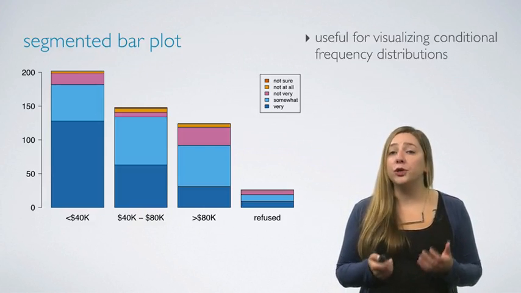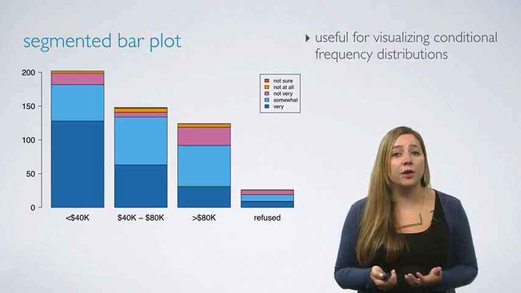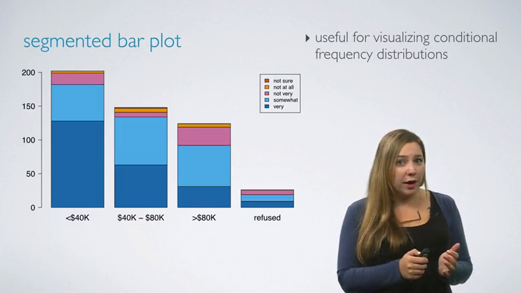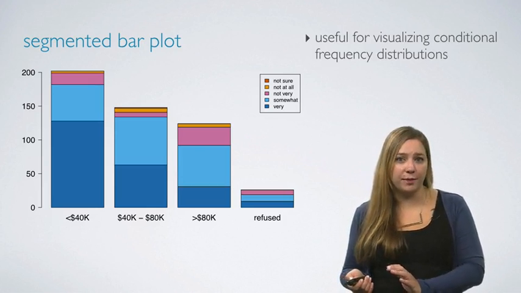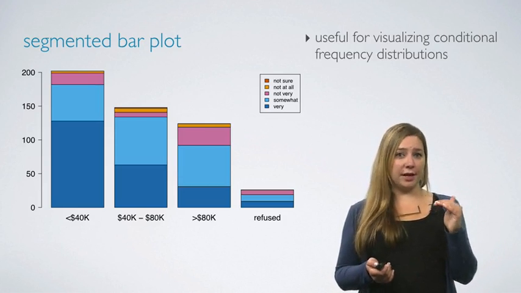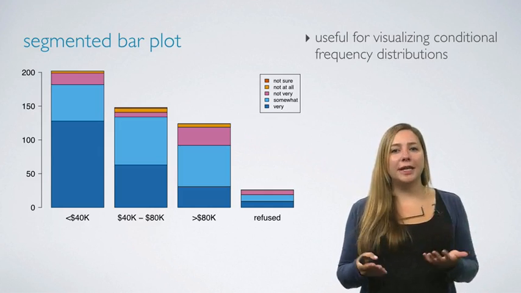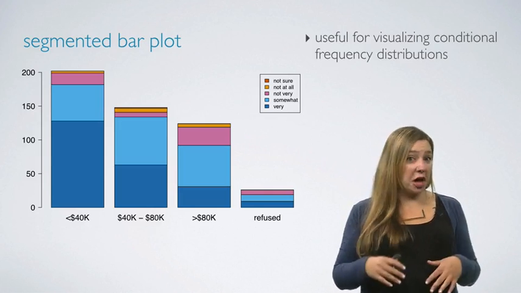Segmented bar plots are useful for visualizing conditional frequency distributions. In other words, the distribution of the levels of one variable, the response variable, conditioned on the levels of the other, the explanatory variable. The heights of the bars indicate the numbers of respondents in various income categories. And the bars are segmented by color to indicate the numbers of those who think it's very difficult to save money to not at all.